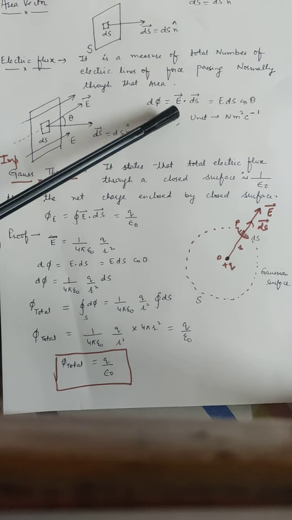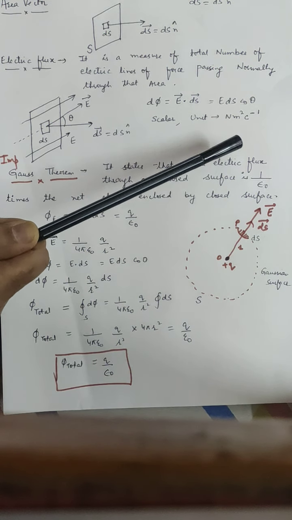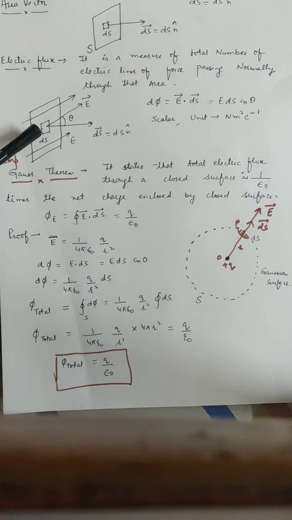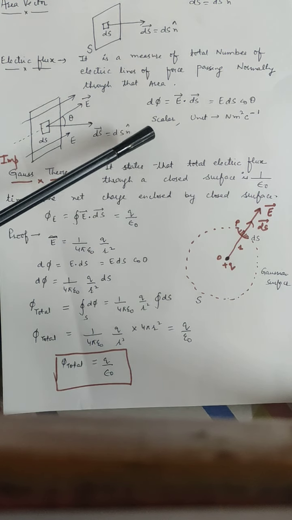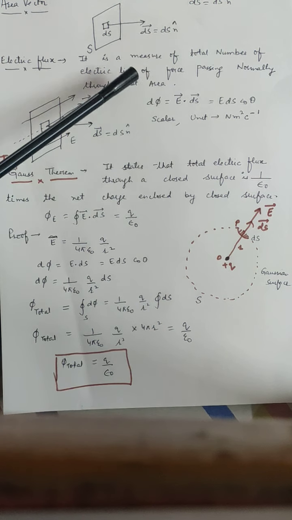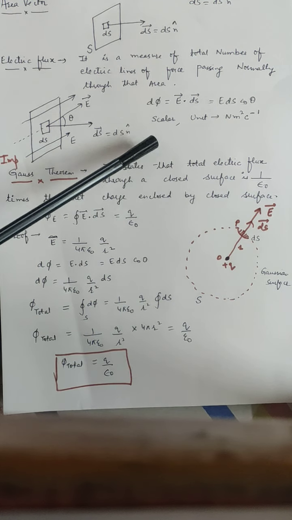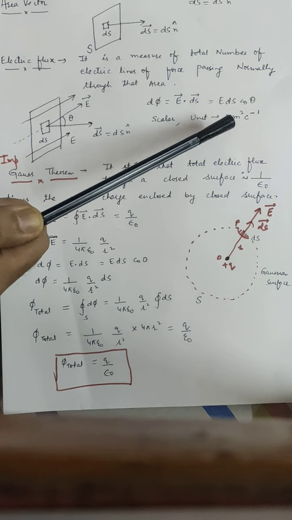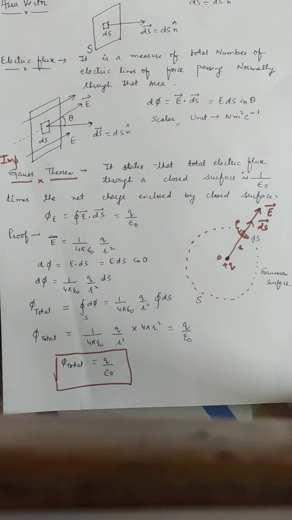Now opening the dot product, it is E ds cos theta, where theta is the angle between electric field and ds, which is the area vector. Now this electric flux is a small value d phi, and it is a scalar quantity whose unit is Newton meter square per coulomb. After defining the area vector and the electric flux, now we can proceed to the Gauss theorem.